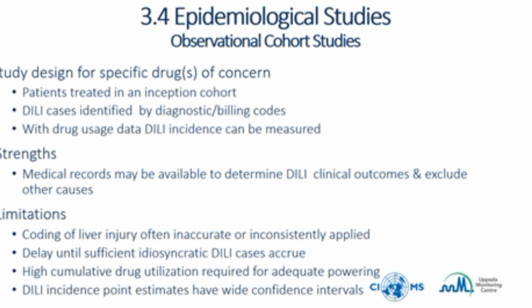First, the diagnostic codes of liver injury for billing are often inaccurate and inconsistently applied. Moreover, documentation in the records that are pulled may be inadequate, since the records have not been specifically structured to collect DILI data. Finally, a high level of drug utilization must first accrue in cohort studies to detect rare idiosyncratic DILI cases. Now, from a statistical perspective, the measured point estimate of severe DILI incidents associated with a drug under study would typically have wide confidence intervals, since usually only a few cases would be identifiable in a large treatment population.